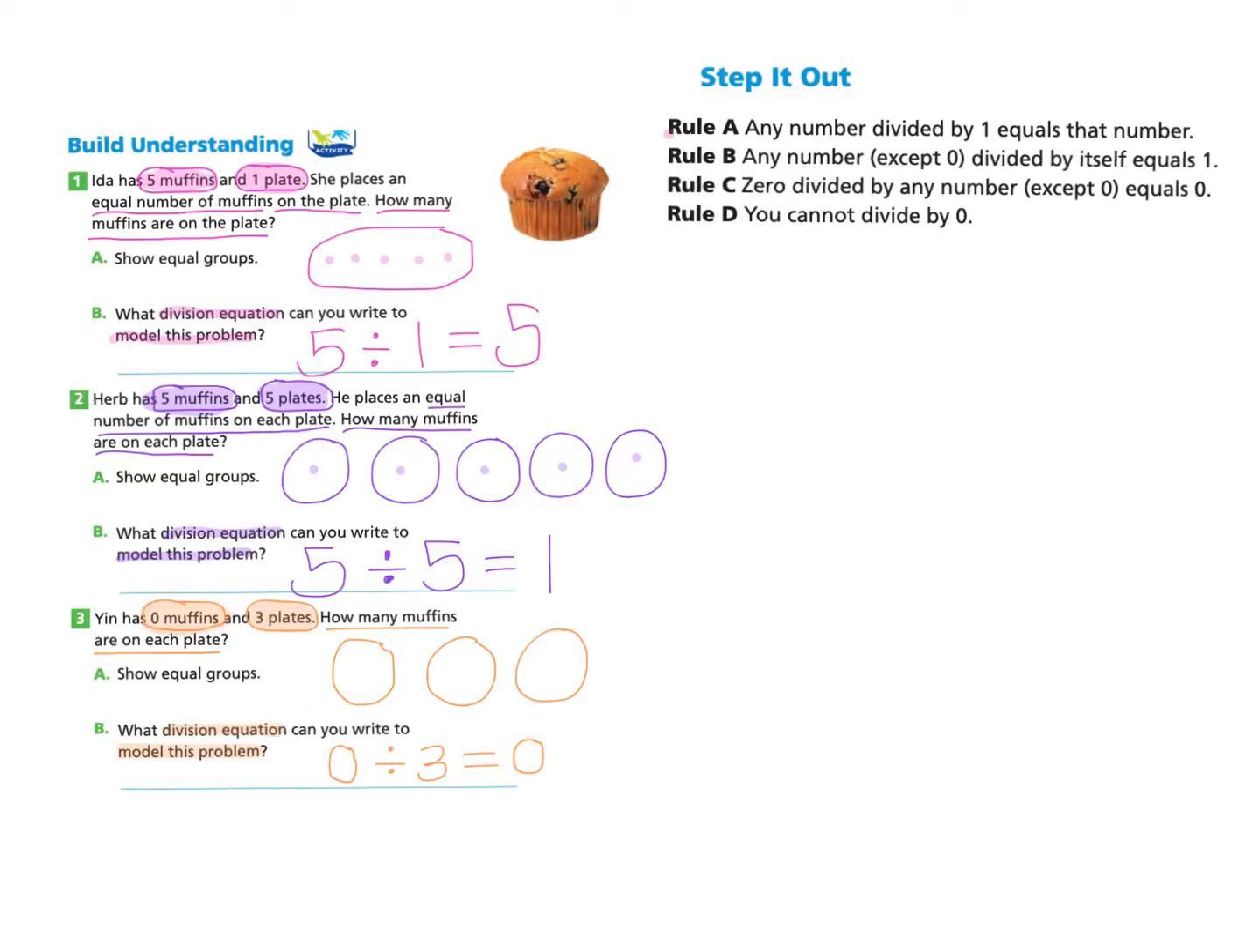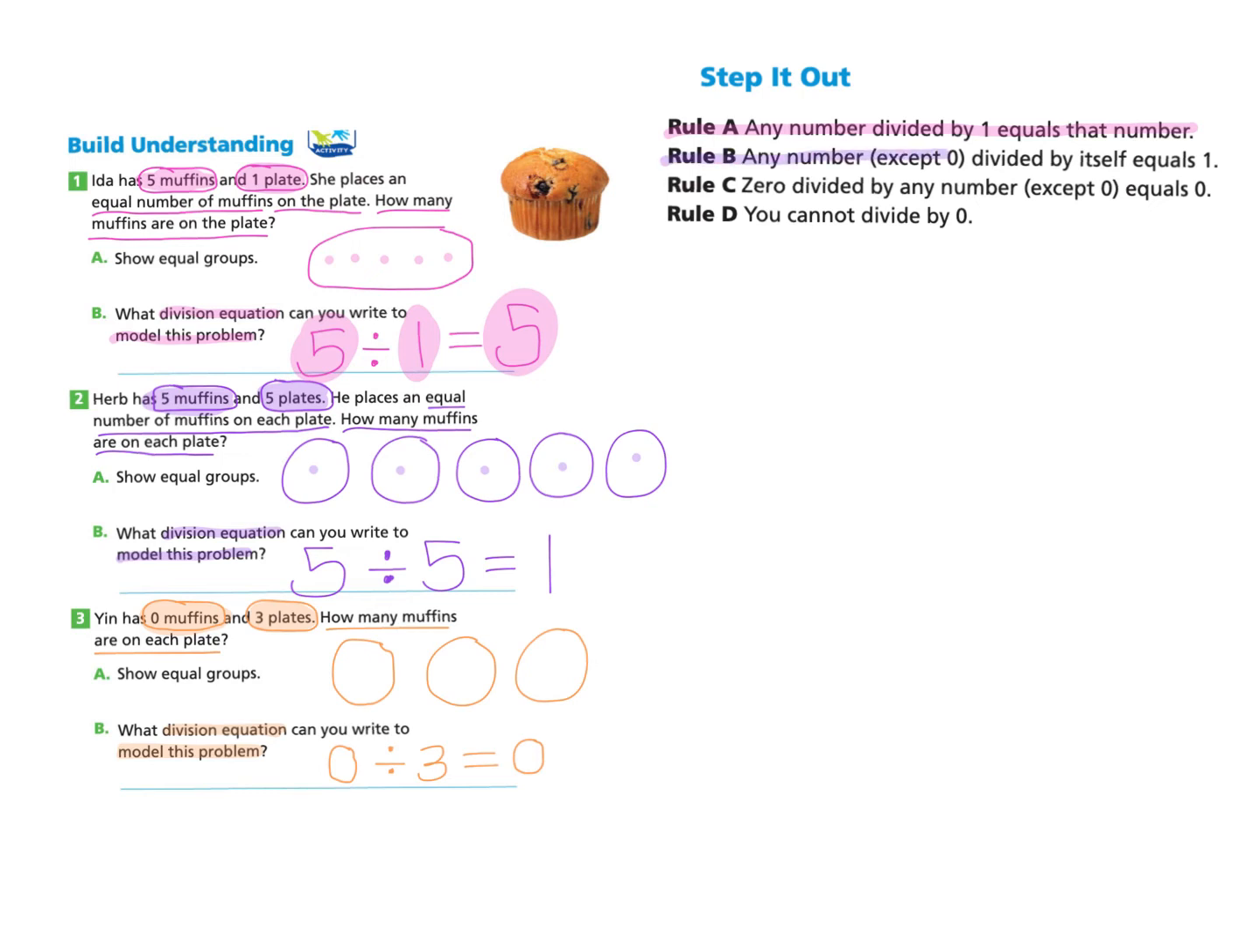Rule A states that any number divided by 1 equals that number. In Part 1, we saw a demonstration of this when Ida had 5 muffins and 1 plate, and she was able to put 5 muffins onto one plate. So this shows that any number divided by 1 will equal that same number, which 5 and 5 are the same.